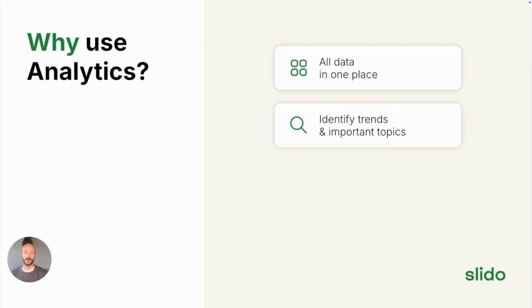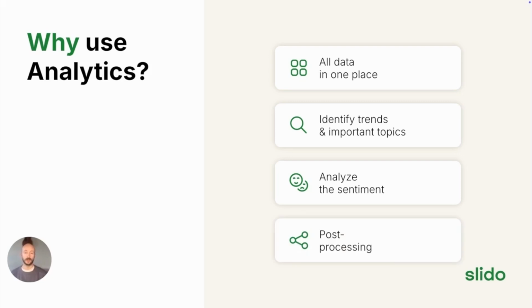You can also check the audience mood through the Analyze Sentiment feature, which shows you if questions were negative or positive or neutral. And of course, you can export and download all your data into a PDF, Excel, or Google Sheets and access them at any time.